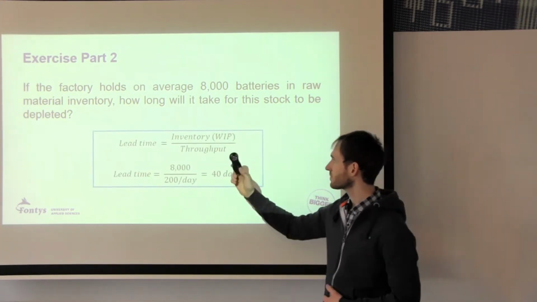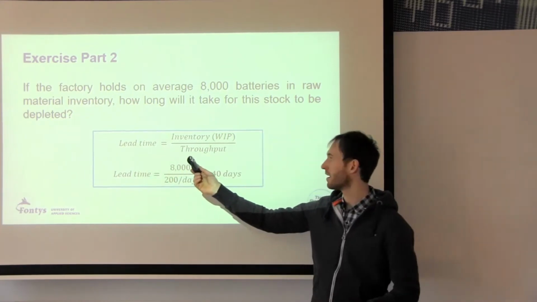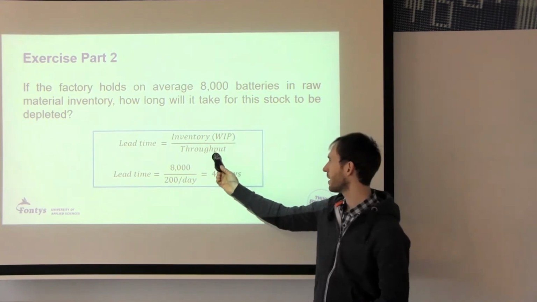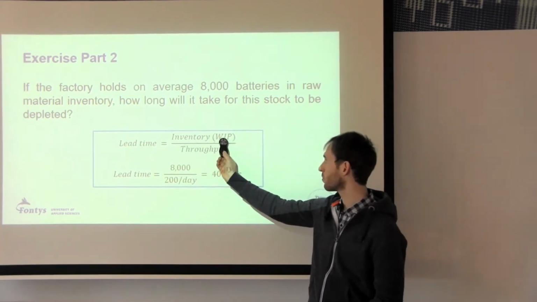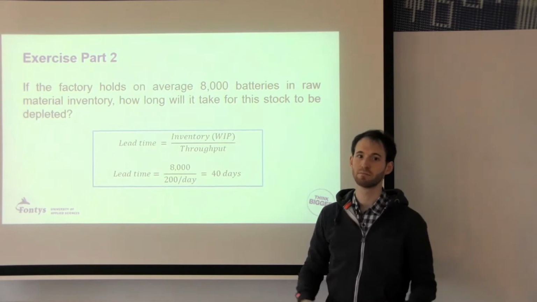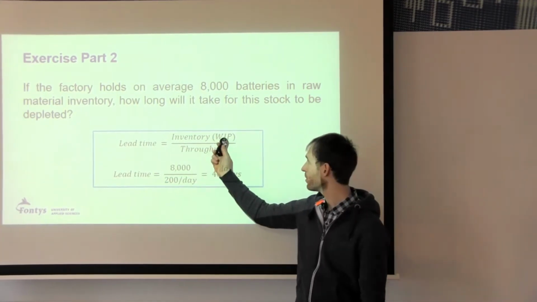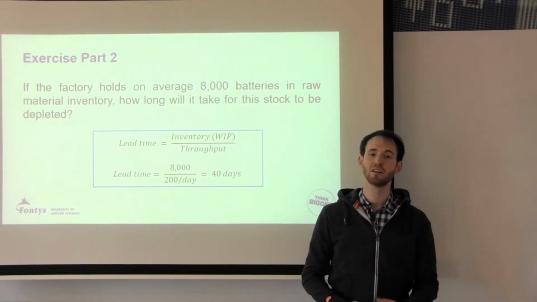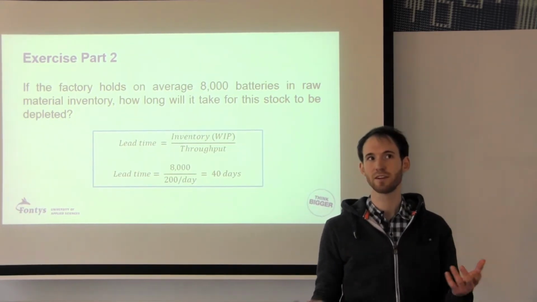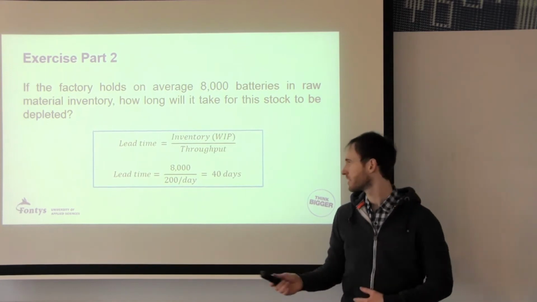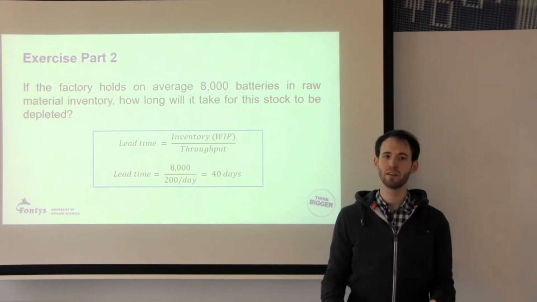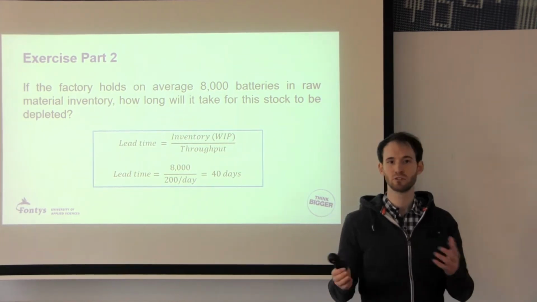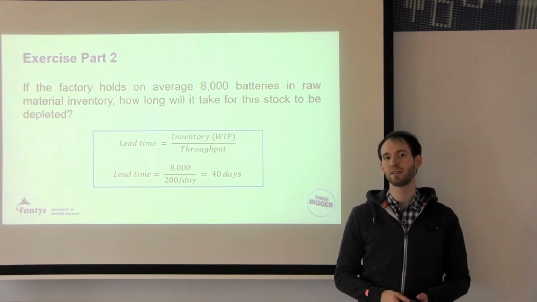So in this sense, lead time, this was the original formula of Little's Law, W equals L divided by lambda, or lead time equals inventory, work in progress, divided by throughput. So lead time is inventory, work in progress, which is 8,000 batteries, divided by 200 batteries a day. So 200 over 8 hours, so 200 per day. And this gives us 40 days. So within 40 days, the inventory that the company had is gone, and they have to make sure that they ordered new batteries before that date.